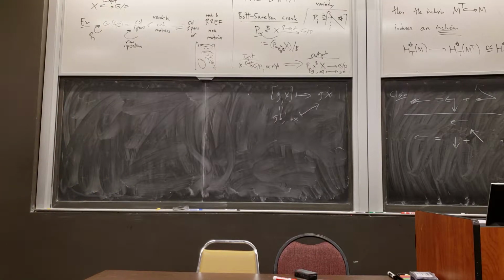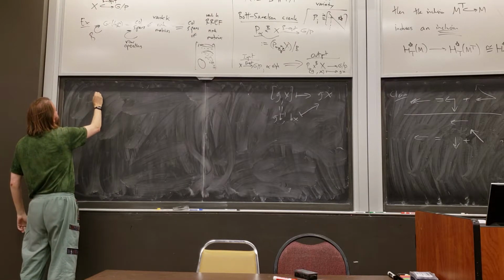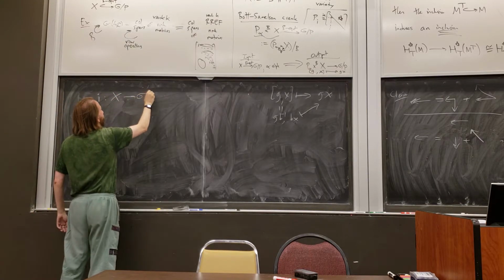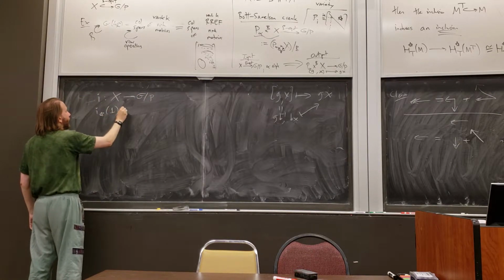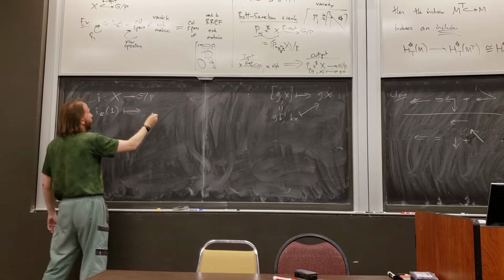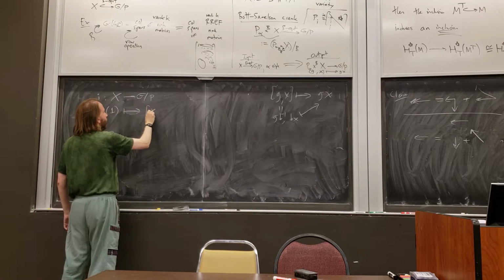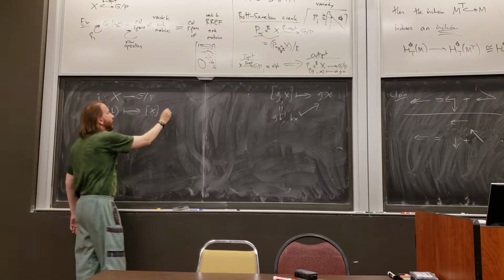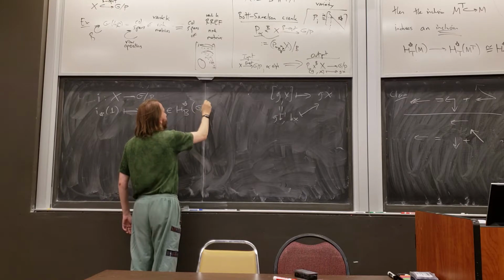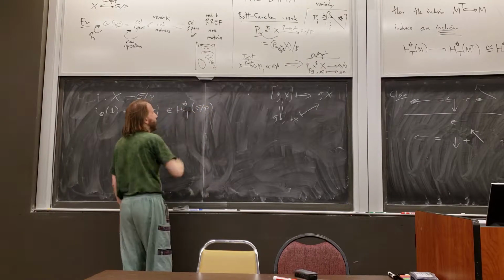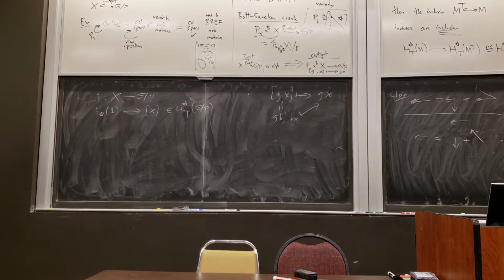What you can do with this is, I've got this map i from X to G mod P, and I push forward the class 1, and it goes to, I'll call it [X], living inside the B-equivariant cohomology of G mod P, or the T-equivariant cohomology of G mod P. If B is acting, then T is acting, and so I'm going to be defining these T-equivariant classes.